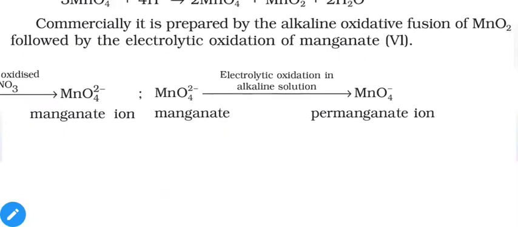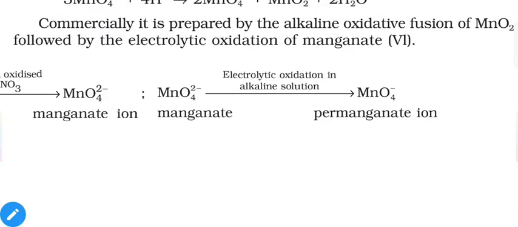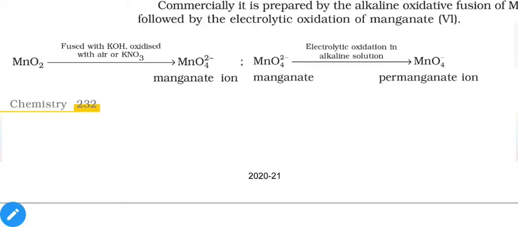Commercially, it is prepared by the alkaline oxidative fusion of MnO2 followed by the electrolytic oxidation of manganate(VI). As we can see, MnO2 is fused with KOH and oxidized with air or KNO3, which gives manganate ion MnO4 2-, in which Mn is in +6 oxidation state. Now this manganate ion undergoes electrolytic oxidation in alkaline solution, which gives us permanganate ion, in which Mn is in its maximum possible oxidation state, +7.